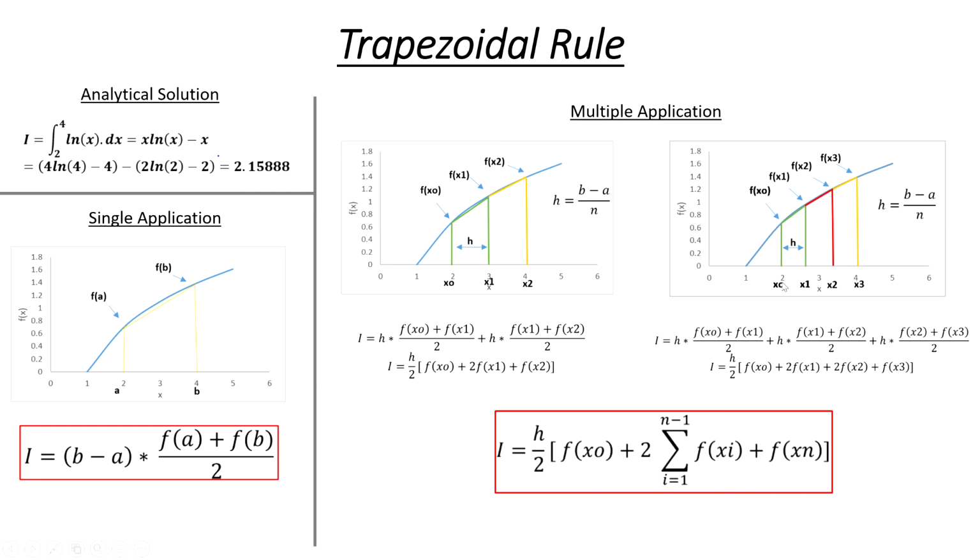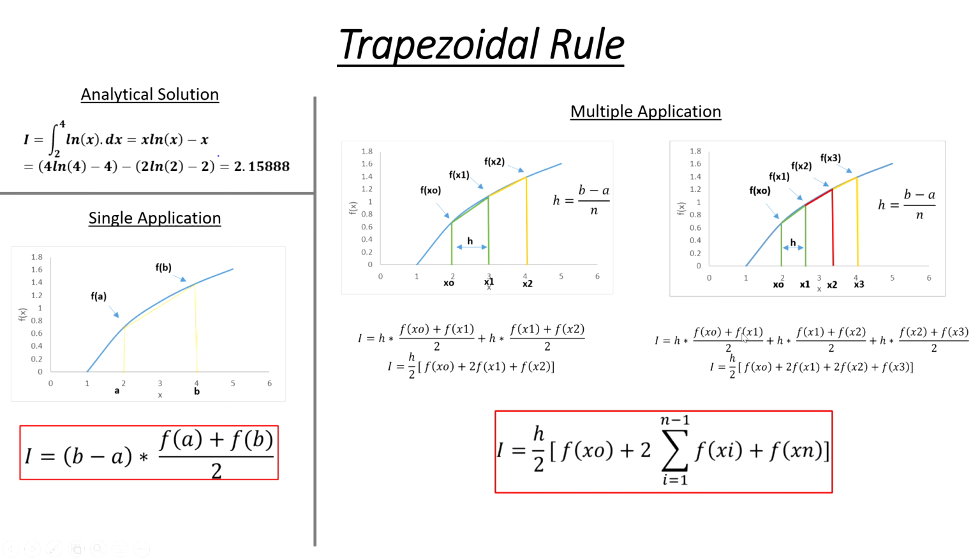of x1 divided by 2, plus the second one. Again, they're evenly spaced, so the width is still the same: h multiplied by f of x1 plus f of x2 divided by 2, plus h multiplied by f of x2 plus f of x3 divided by 2. Now, much like with the two trapezoids, let's take h divided by 2 as a common factor.